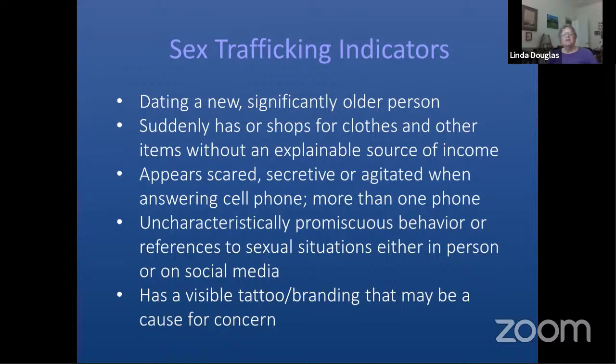They also can appear really scared or secretive when they're answering their cell phone, or they may even have more than one phone. They may have their original personal cell phone, but then there also could be a second phone that the trafficker is using to contact them. And they also get very nervous if they're unable to answer that phone or have access to that phone. And so there also may be a change in their sexual behavior. It's unusually promiscuous, and they're referring to sexual situations, either things that happened in person or that they saw on social media.